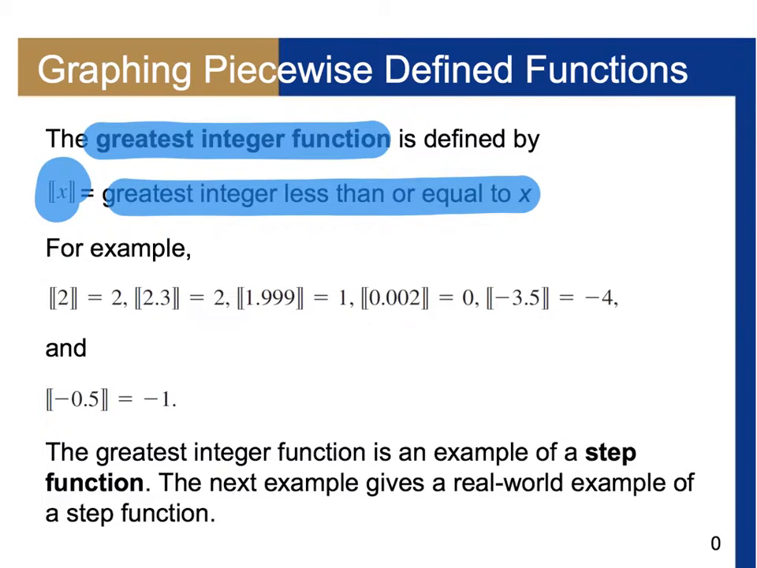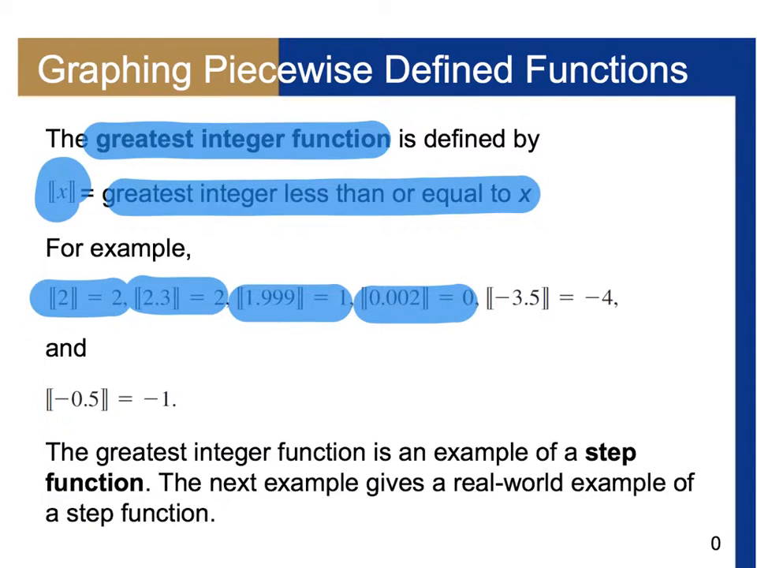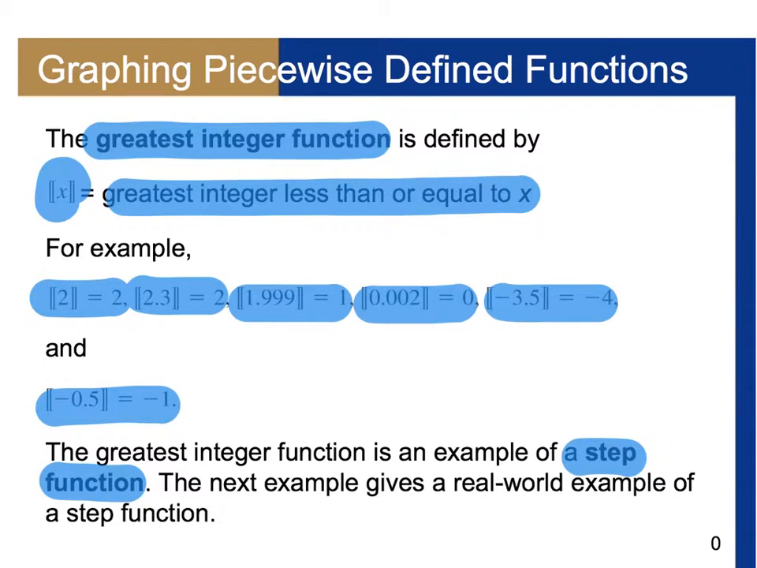Okay, so for 2 it would just be 2, right? But if we do 2.3, it would give us 2. 1.99 would give us 1. Now remember, it's the greatest integer less than or equal to. 0.002 would give us 0. Minus 3.5 would give us minus 4. Remember, we're going smaller, right? And minus 0.5 would give us minus 1. So we call this a step function. Okay. We're not going to look at an example of this, but let's look at the graph of that.